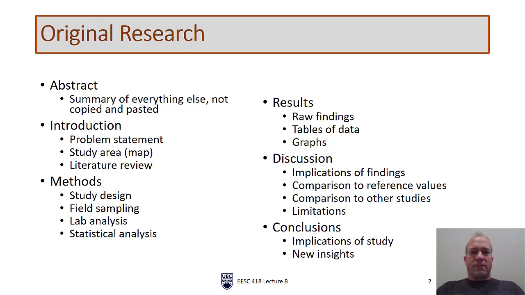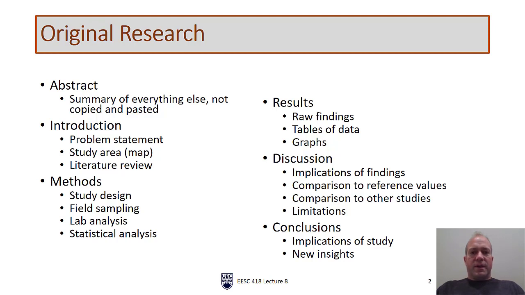And again, since this is earth and environmental science, we usually have some sort of a study area. We're generally going to be basing our study on some environmental samples of some type. So it's good to provide a map and a description of the area. We'll describe maybe the geology and the climate, and a bit of the history of the development of the area if applicable. We'll do a brief literature review in an original research project.